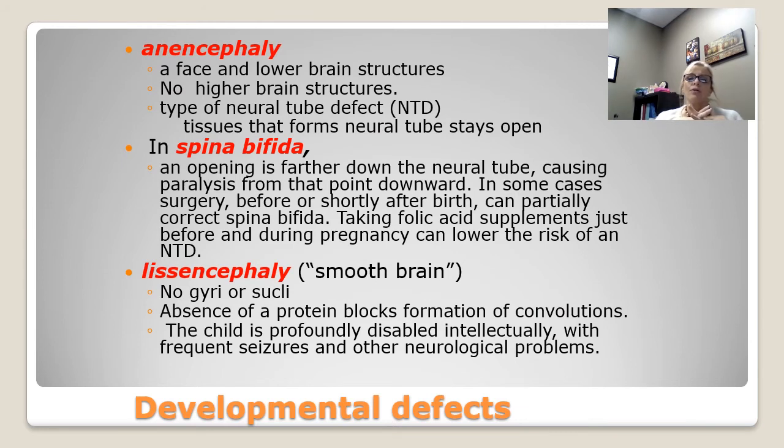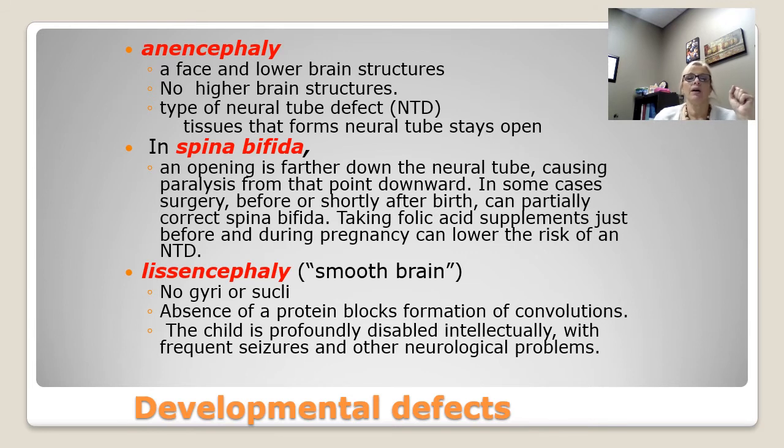So we're going to look at three neural tube defects here that can occur along this developmental process. So first is anencephaly, and this is when a fetus or newborn is born with a face and the lower brain structures, but doesn't have the higher brain structures. And so this child will normally only survive a day or two. Anencephaly is a type of neural tube defect that occurs about the 28th day of prenatal development. A sheet of tissue that normally folds to form that neural tube, which develops into the central nervous system, is going to stay open at the top. Okay. And so that's, of course, like we said, pretty much incompatible with life.